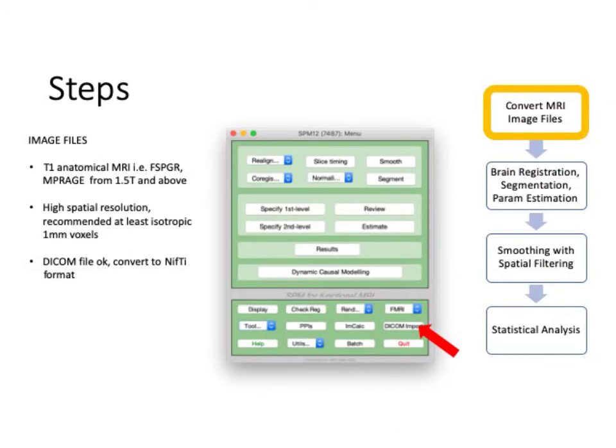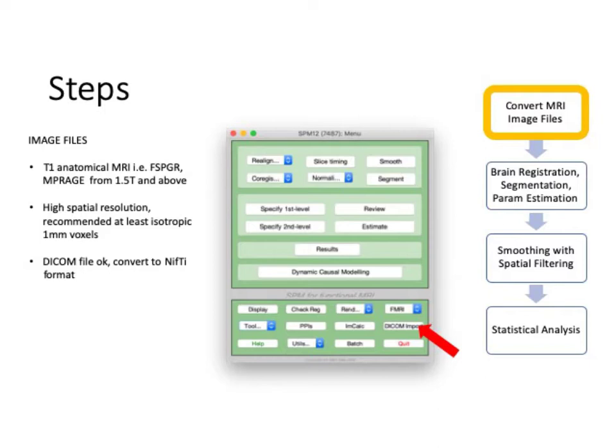There are 4 general steps in the voxel-based morphometry process. The first step is to convert your MRI image files into a commonly used format called NIfTI, which is accepted by all publicly available neuroimaging analysis software. The next step is to register, segment, and estimate the volume and cortical thickness parameters, followed by a smoothing step, and finally the statistical analysis step.